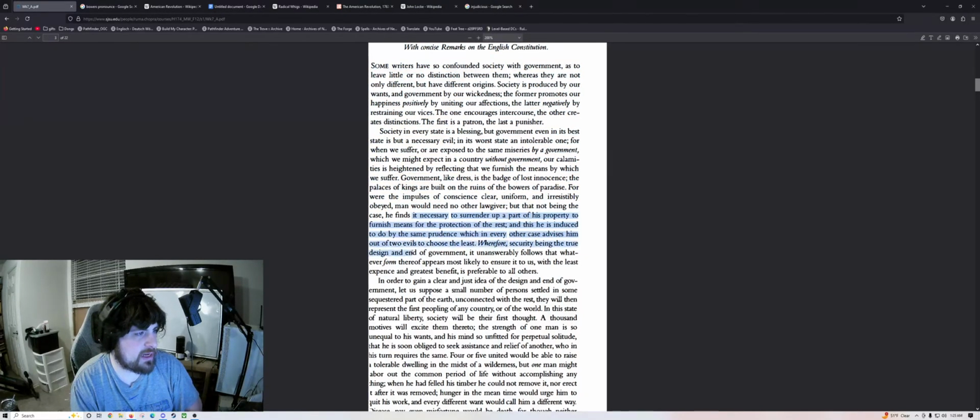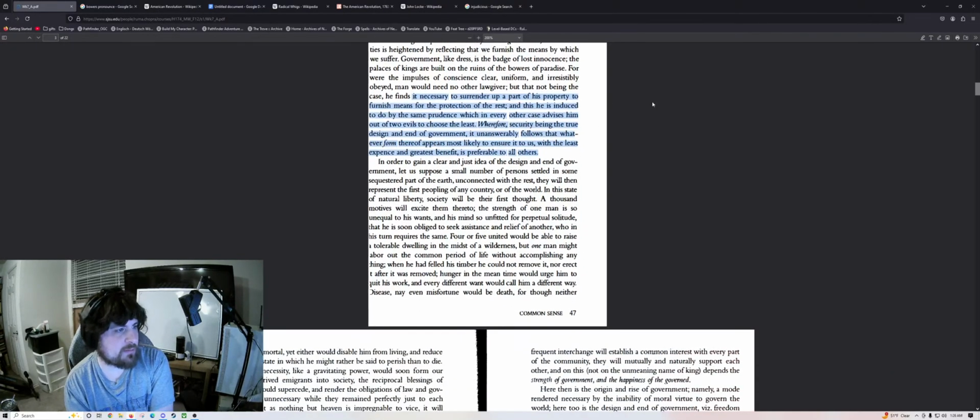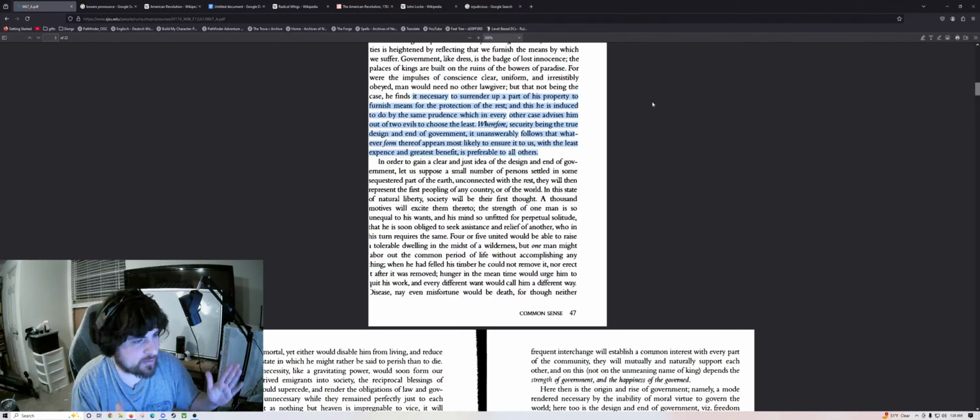Security being the true design and end of government, it unanswerably follows that whatever form thereof appears most likely to ensure it to us with the least expense and the greatest benefit. So his main thing is that the government that gives us the most benefit for the least buy-in and giving up is preferable to others. Seems okay. All right, this is his premise: that form of government which takes the least and gives the most is preferable. That's his criteria for a good government.